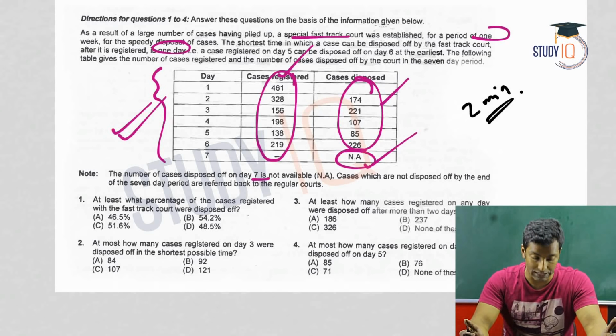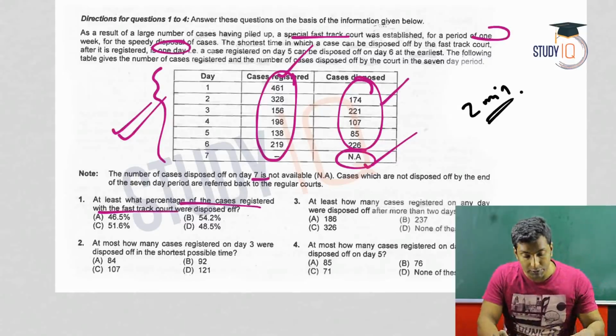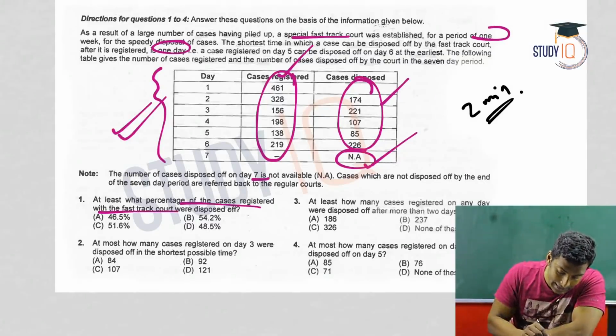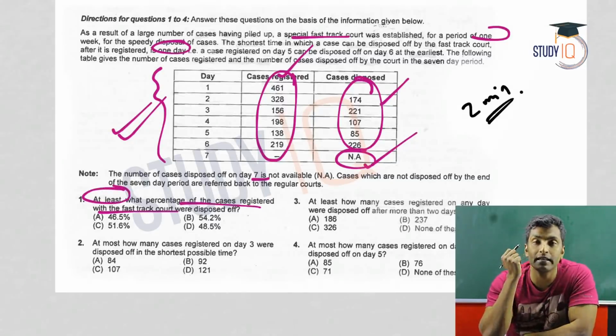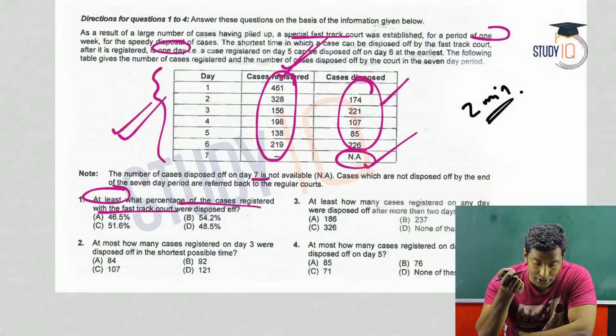So let's look into the questions. At least what percentage of the cases registered with the fast track court were disposed of? At least what percentage? So here the word is at least. So minimum, what percentage of the cases were disposed of? What we need to know is the total number, because this is related to percentage, okay? So we need to know the total number of cases which are registered.